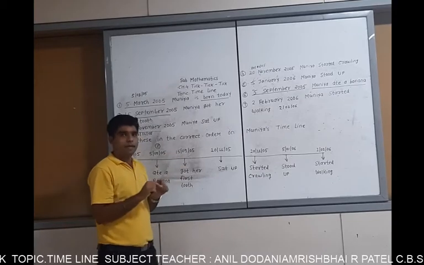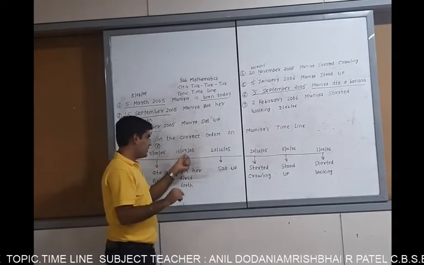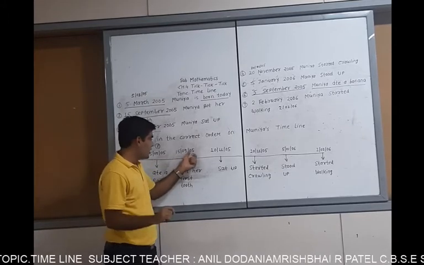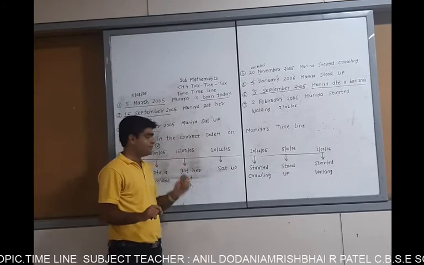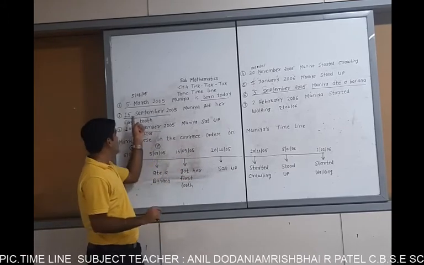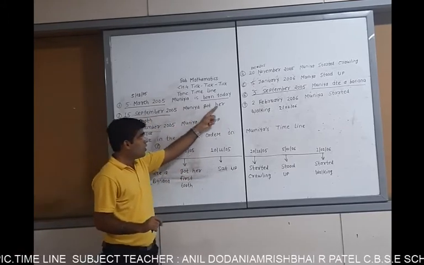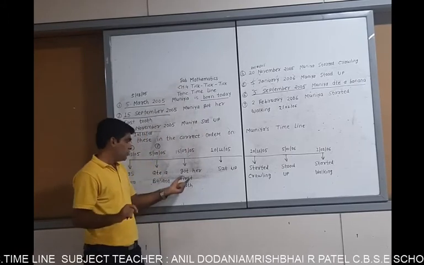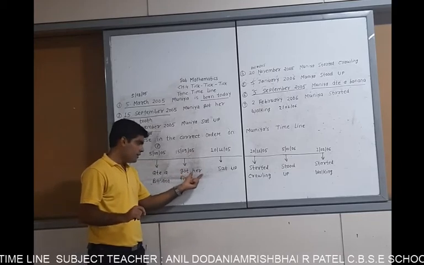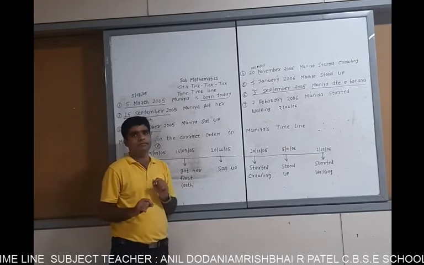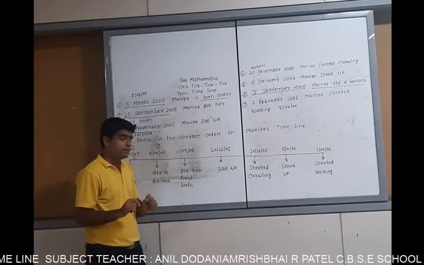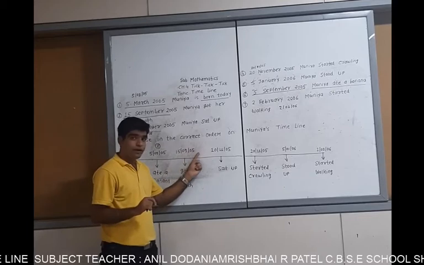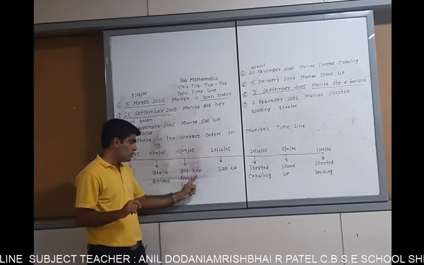In the month of September, we have to use the 9th month. This is our 9th month, and this is our 2005, so we have to write down 05. Here will be 15 September: Munia got her first food. So we have to write down 'got her first food'. Once again, I explain, this is your 15-09-05, and this is your 'got her first food'.